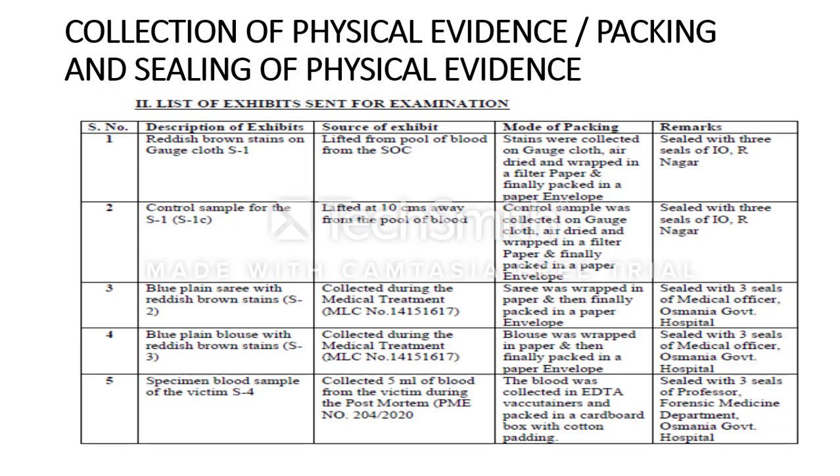Now, the sample specimen of the victim is also important, and that is given the serial number S4. It is collected from blood of the victim during her postmortem, and the PME number, a very specific number, needs to be furnished over there. And how about the mode of packing? The blood was collected in EDTA vacutainers and packed in a cardboard box with cotton padding.